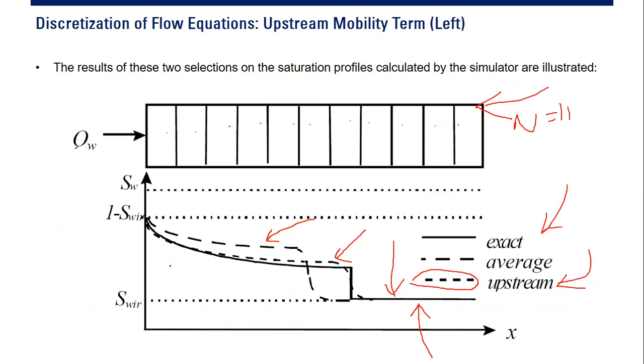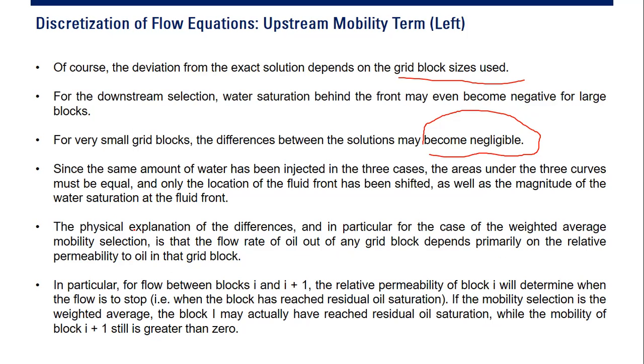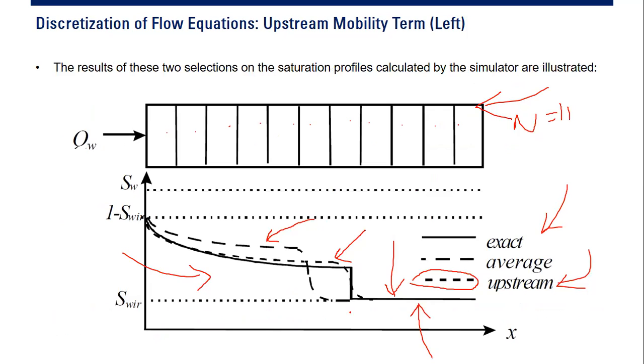Okay, so the area under the curve must be the same for these three methods, because here the same amount of water has been injected. The difference will be in the location of the fluid front. For the exact solution, the location of the fluid front is here, and for the upstream solution, the water front is here, whereas for the average, the water front will be here.